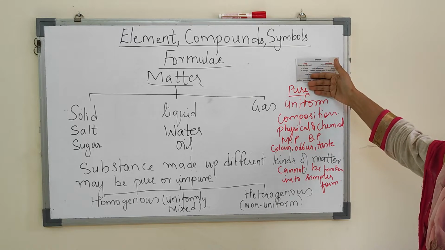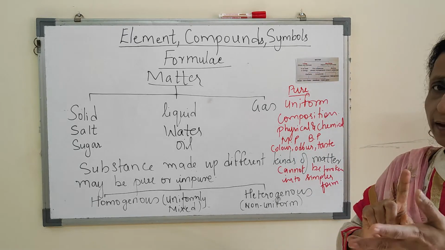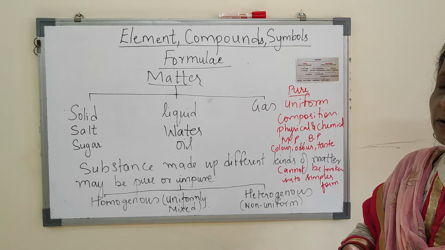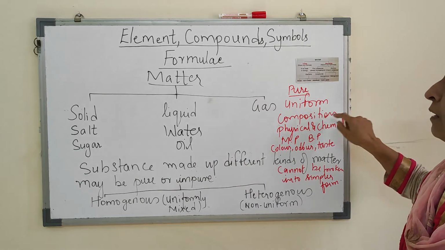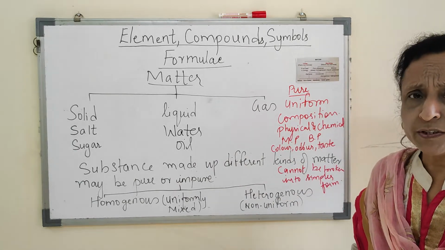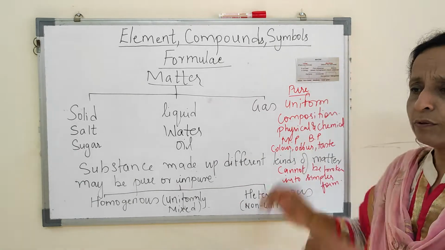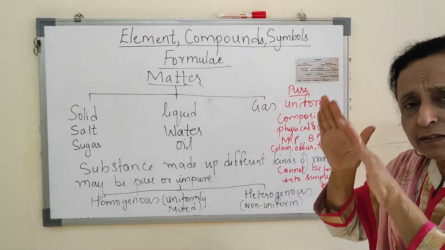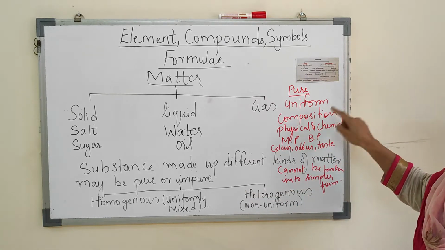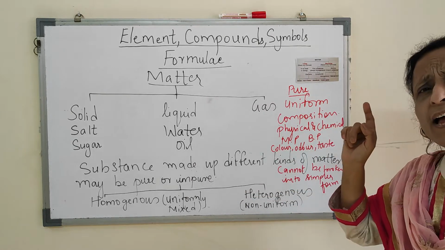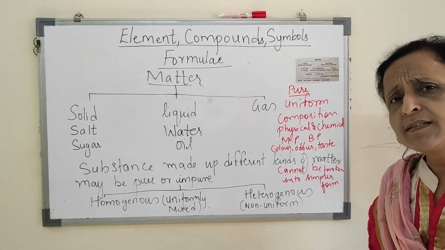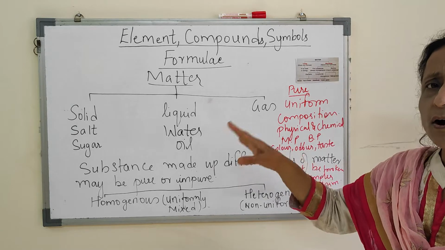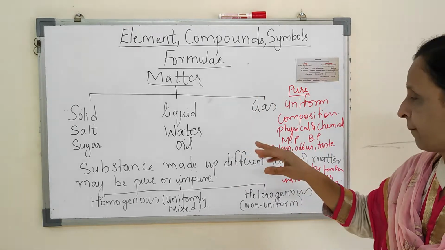A pure substance will be uniform. If it is a pure element, then it is a pure element. If it is a pure compound, it is a pure compound. But they will be uniform. They will have a definite composition. Hydrogen H2, oxygen O2, but when they become water, then H2O, it's a definite composition they will have. Physical and chemical properties will remain the same. One atom, many atoms, physical or chemical properties will remain the same.